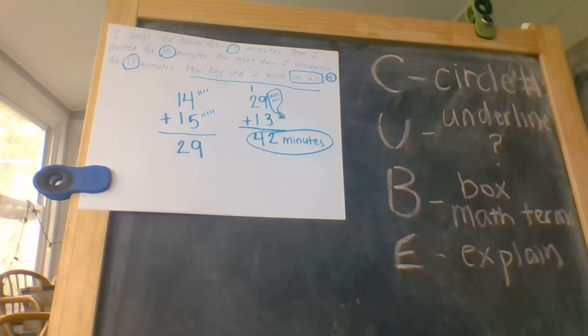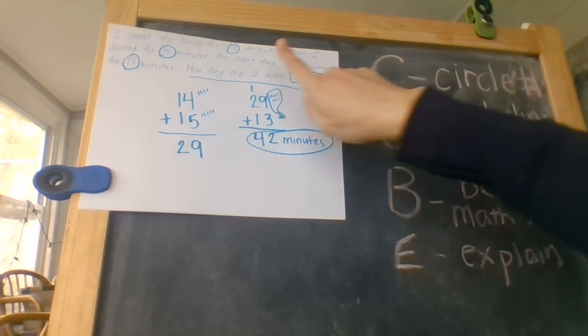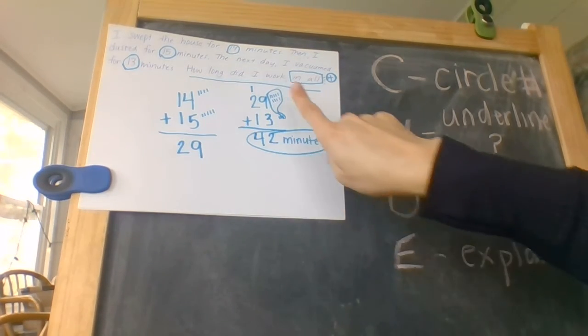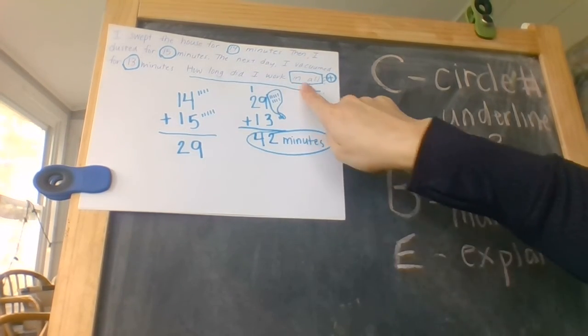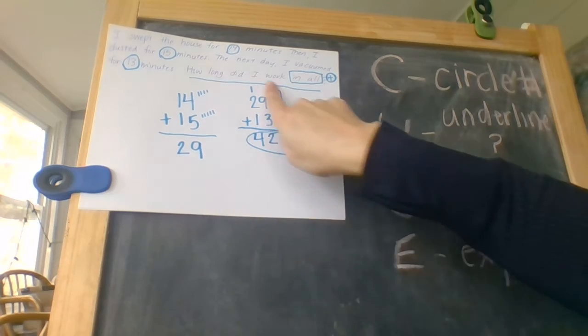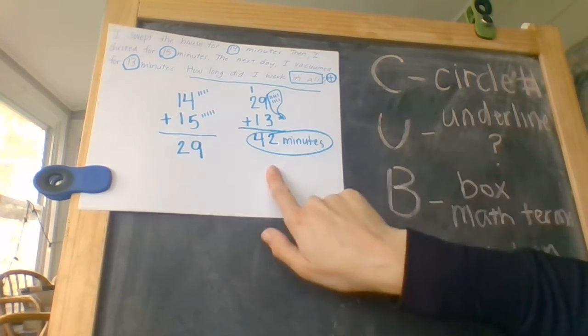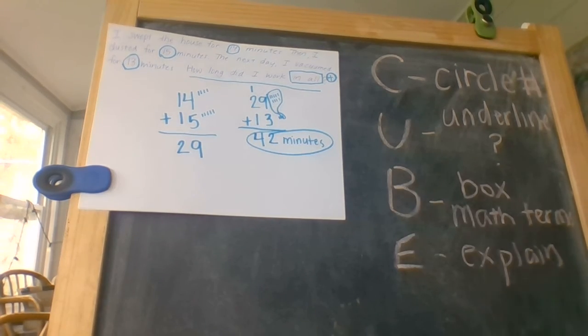I'm going to go back and make sure I did all of it. I circled my numbers. I underlined the question. I boxed in the math term. I explained what I did. I showed my work. My answer makes sense. Okay. Let's look at one more.